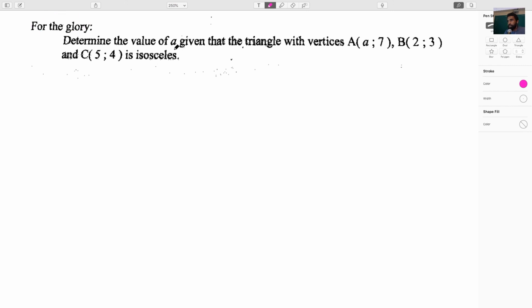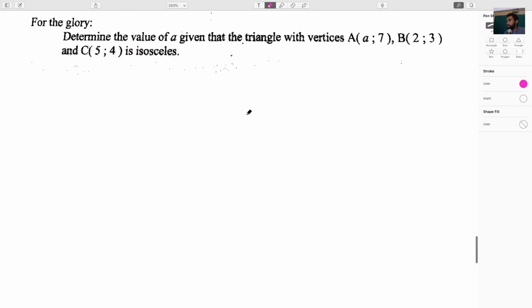Okay, so for the glory, let's look at this one. It says determine the value of a given that the triangle with vertices A, B, C is isosceles. For an isosceles triangle, any two sides are going to be equal. Two or more sides must be equal. So if we can establish that, that will allow us to solve this question.